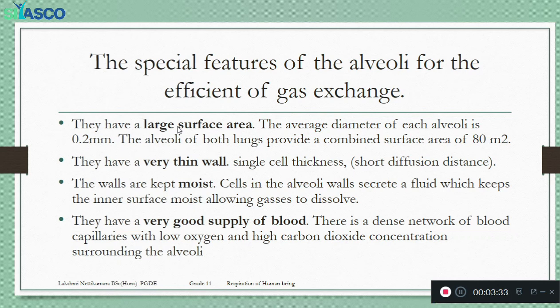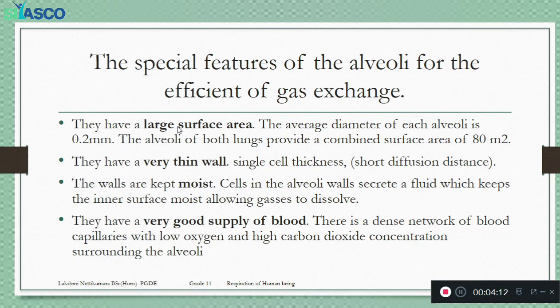They have a very thin wall. It is single cell thickness. Why is it important? The single cell thickness means it is very thin, so there is a very short distance for the diffusion process. The walls are kept moist. Cells in the alveoli walls secrete fluid which keeps the inner surface moist, allowing gases to dissolve. What are the gases to dissolve here? Oxygen and carbon dioxide, especially oxygen.